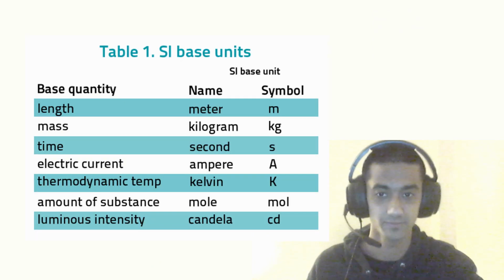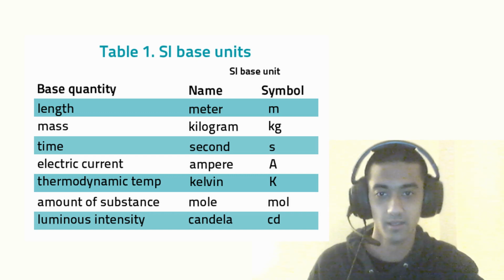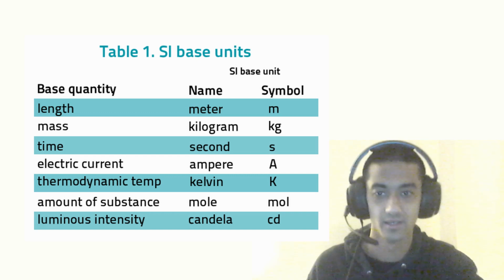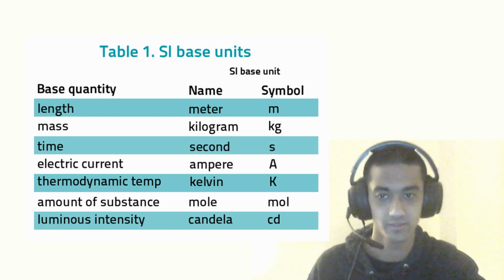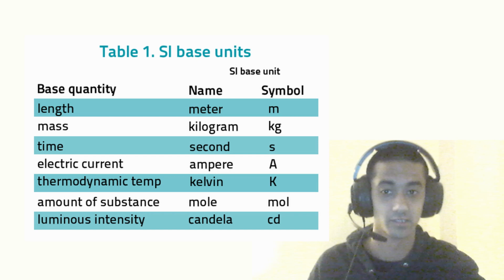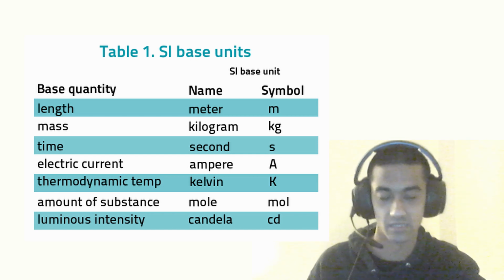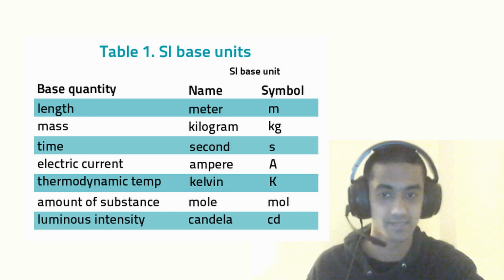Great, hopefully you've got a few of them. Let's review them together. I'm sure you've heard of the first 3 before. These are length in meters, mass in kilograms, and time in seconds. The other units are ones I'm sure you will learn in your science classes, and these are electric current in amperes, thermodynamic temperature in Kelvin, amount of substance in moles, and luminous intensity in candelas.